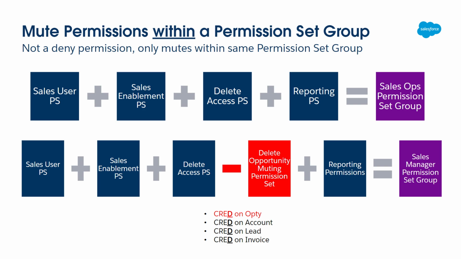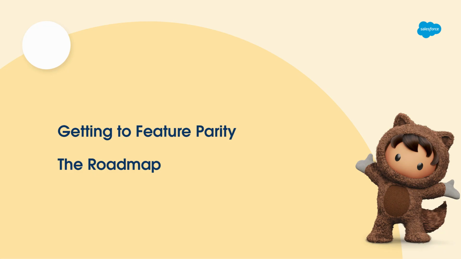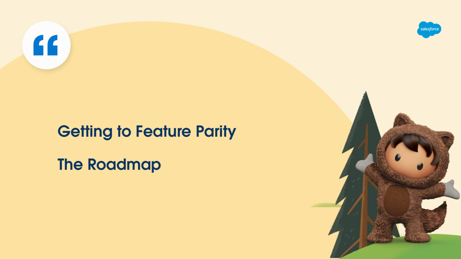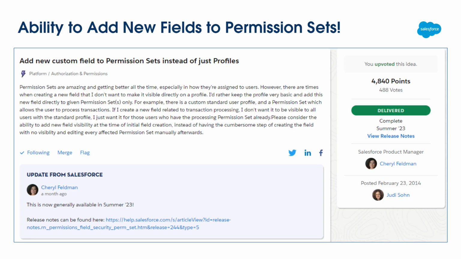So what's on the roadmap? So getting to feature parity, that's what's next. So let me show you a few of the ideas that have come into fruition or are coming to fruition that will help us on the way here. Okay, so the first one is now available. Okay, so this is a fantastic, to my mind, feature that you can toggle on. Let me show you here.